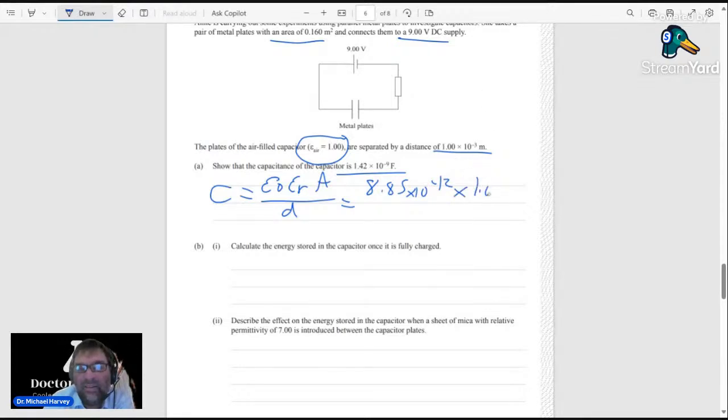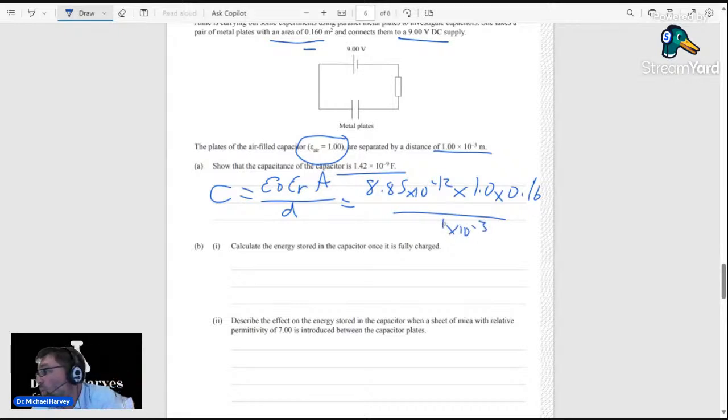Relative is 1. That's easy. And 0.16, and we just divide that by the distance, because the area is up here, that makes sense. And the distance is 1 times 10 to the negative 3. E naught is the permittivity of free space. That value will be given to you in the exam, so you don't have to memorize it. Basically, it's the amount of charge that can move in vacuum, really.